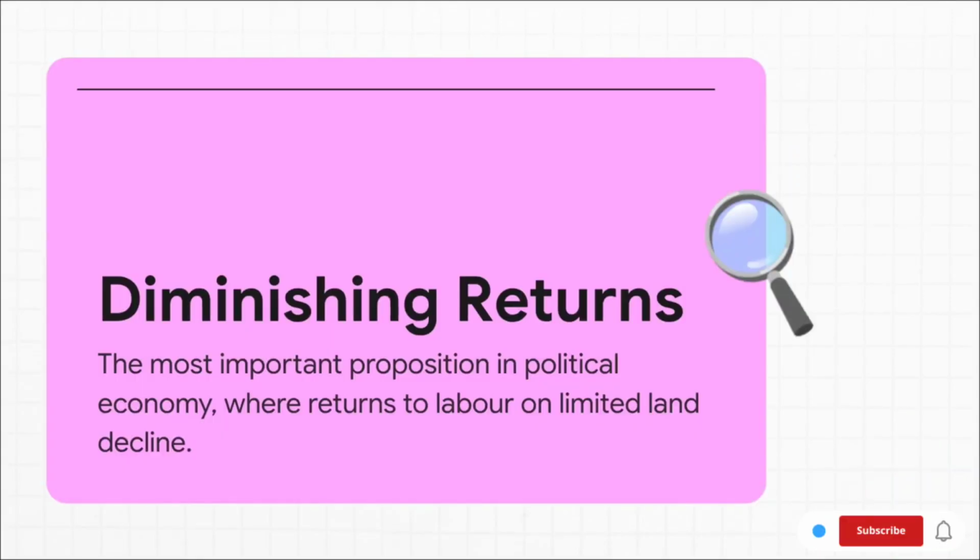Okay, now this next part is a big deal. We're talking about a concept Mill himself called the most important proposition in political economy, and that is diminishing returns. The idea is simple. If you keep adding more labor to a fixed piece of land, eventually each new worker adds less and less to the total output. He saw this as a huge natural brake on growth. But, and this is key, he also knew that technology and new ideas could fight back against it.